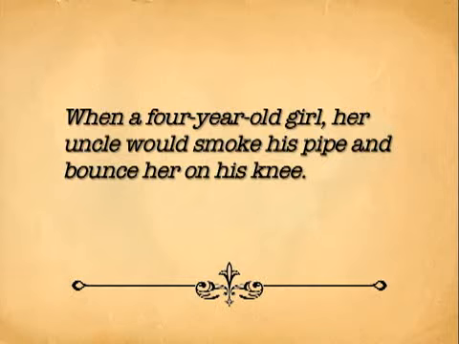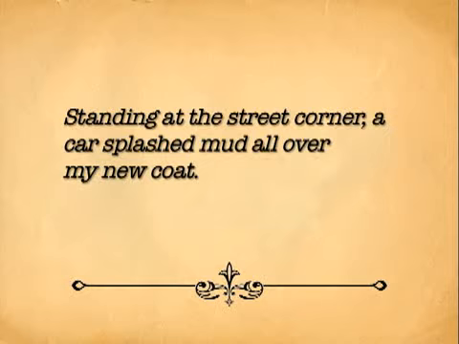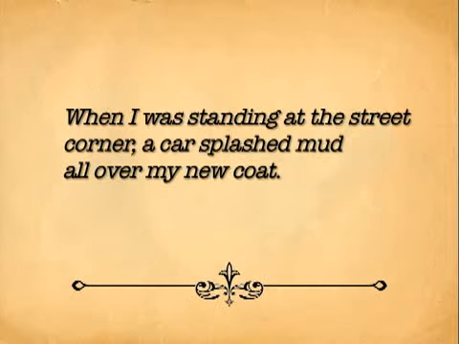So let's take a look at a couple of other examples. "When a 4-year-old girl, her uncle would smoke his pipe and bounce her on his knee." Hopefully the problem here is obvious. It's not likely that the uncle was a 4-year-old girl. So you might simply say, "When she was a 4-year-old girl, her uncle would smoke his pipe and bounce her on his knee." So you can provide additional information in that introductory phrase, or you can provide, as we saw previously, the information immediately following it. If you were to say, "Standing at the street corner, a car splashed mud all over my new coat," hopefully we're not trying to say that the car was standing at the street corner. So, "When I was standing at the street corner, a car splashed mud all over my new coat."